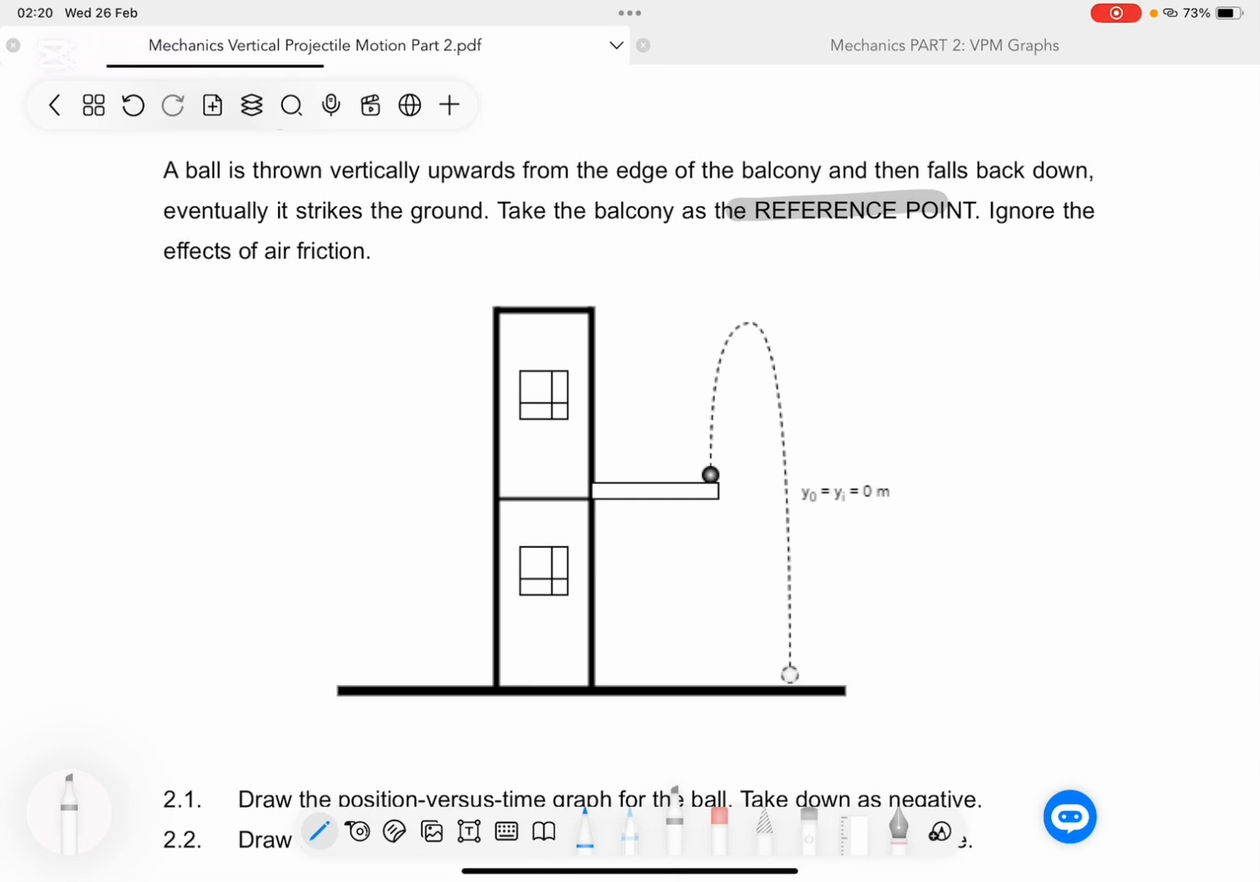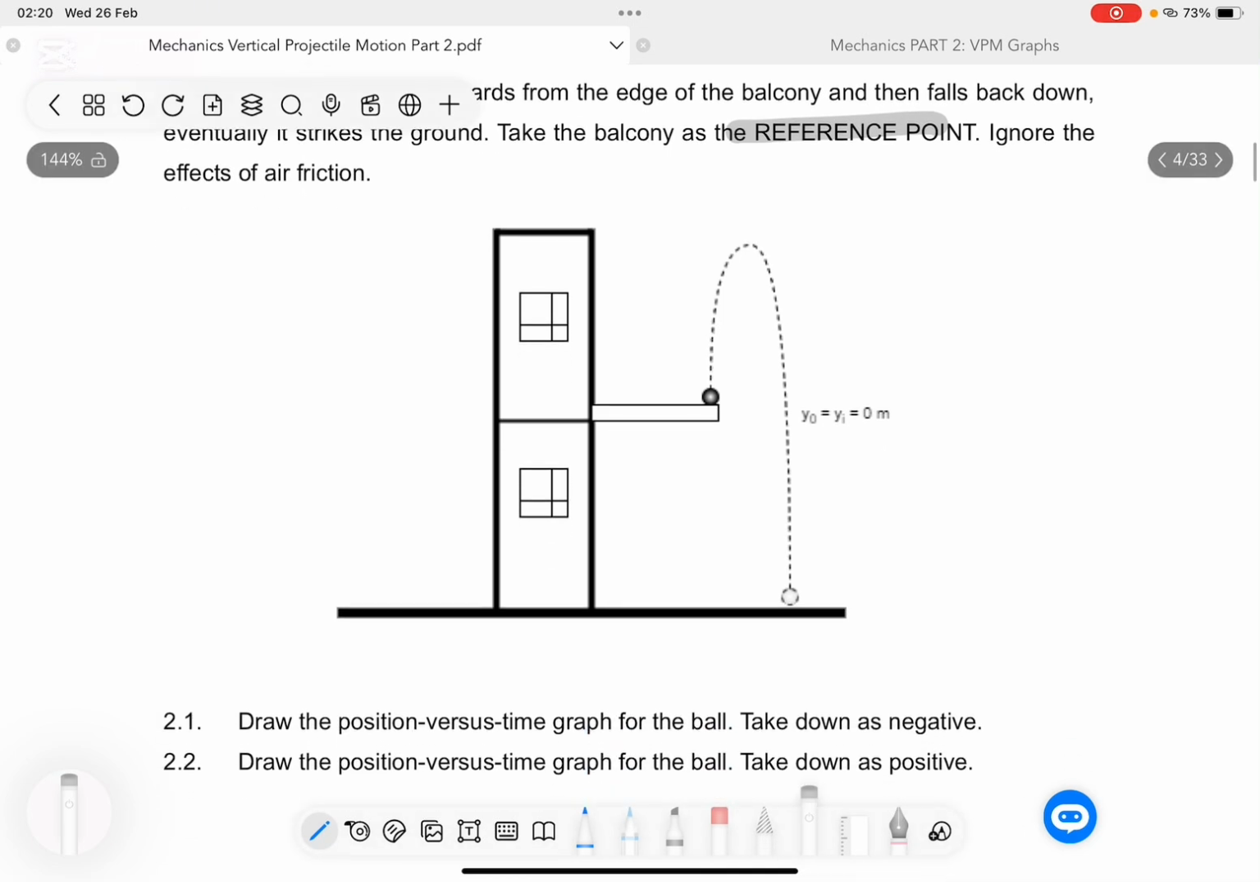So again, it means this ball is moving under free fall because there's no air effects. Now here again we are saying that we're taking the balcony as the reference point, meaning that's why we start measuring our position to be 0. That's why we're saying y0, which is the reference frame, is equal to 0. But also this is the initial position of the ball. So all these three are equal to 0.